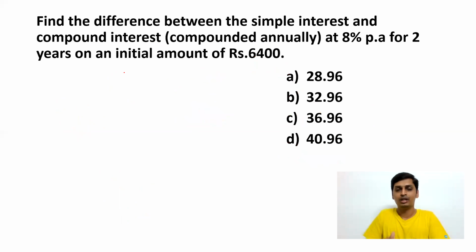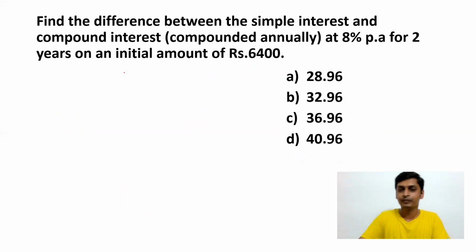Okay. Next, you have the question based on interest calculation. Find the difference between simple interest and compound interest, compounded annually, at 8% per annum for 2 years on an initial amount of rupees 6,400. Now what is the difference between simple interest and compound interest at 8% per annum for 2 years?